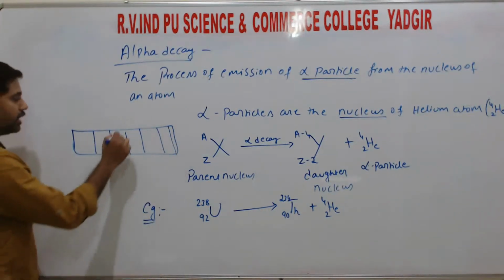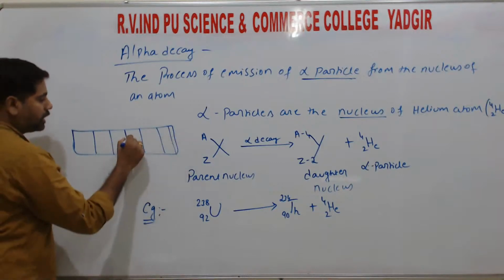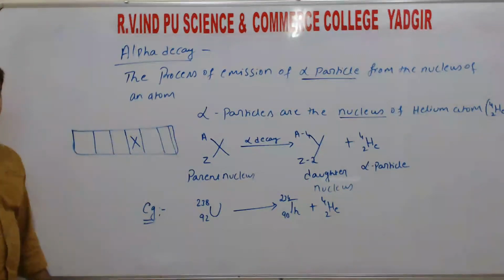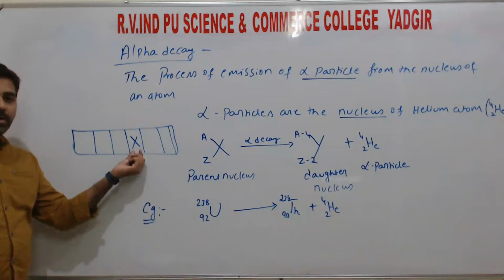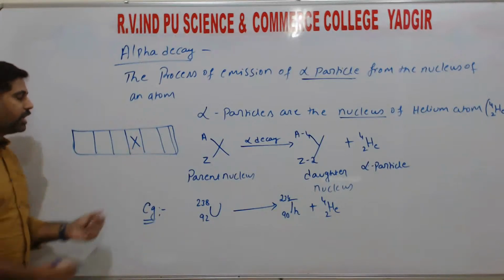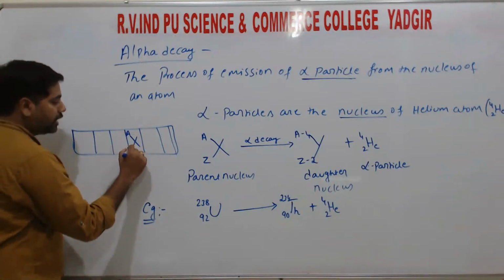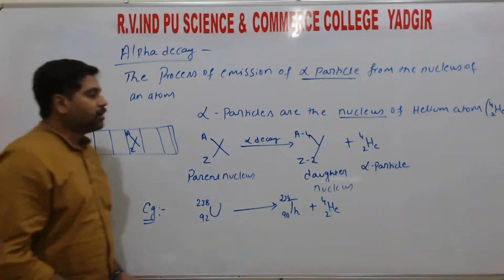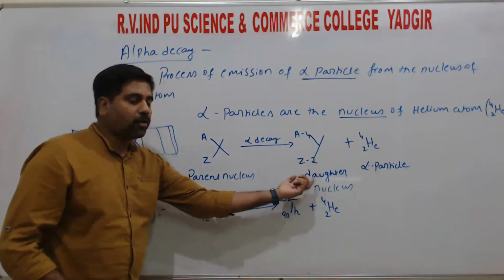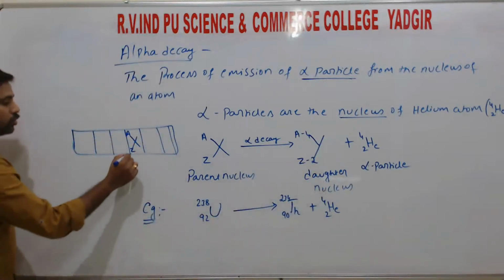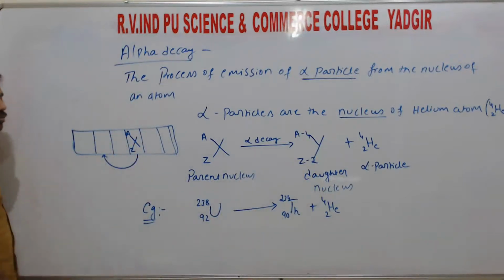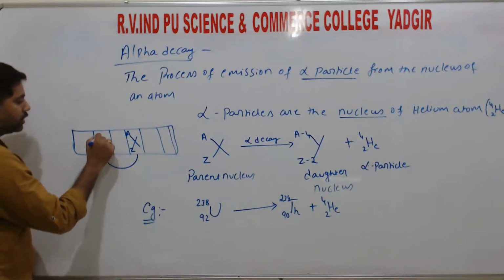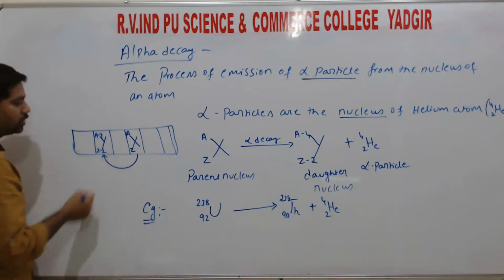So for example, here we considered X. That means the parent atom or parent nucleus has mass number A and atomic number Z. After it undergoes decay, the daughter nucleus which is formed shifts two places to the left in the periodic table, right? So here we get Y, that is A minus 4, Z minus 2.